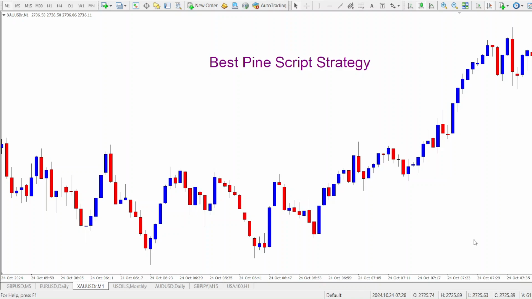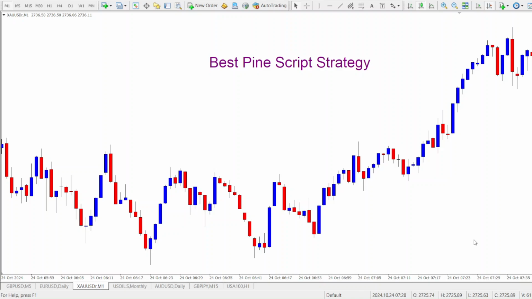Okay, so the first is market analysis. It's essential to understand the market conditions before you even think about making a trade. Use indicators like moving averages or RSI to gauge the market strength. This will help you determine whether you should be looking for buying opportunities or selling signals, right?